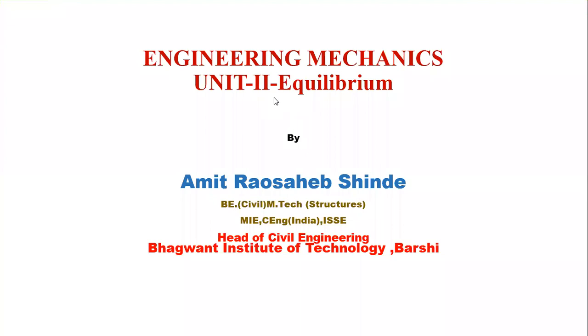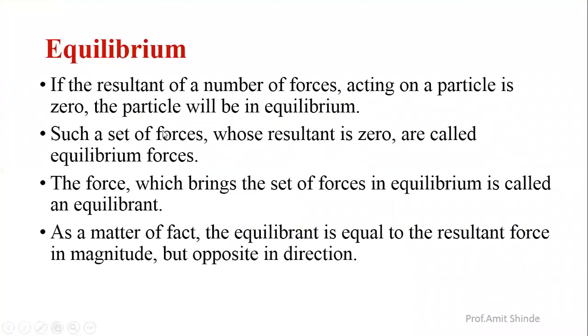Today we proceed to Engineering Mechanics Unit 2, equilibrium. Now what is meant by equilibrium? If the resultant of a number of forces acting on a particle is zero, the particle will be in equilibrium. As we know, the resultant is the single force which produces the same effect as that produced by the number of forces. If that resultant force is zero, in that condition, the particle will be in equilibrium.